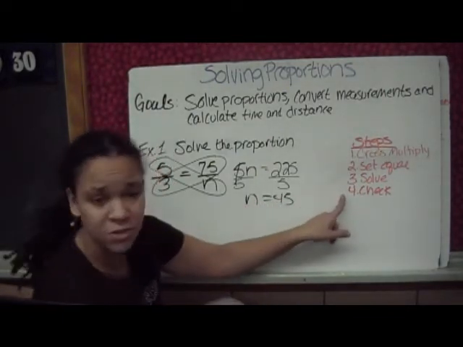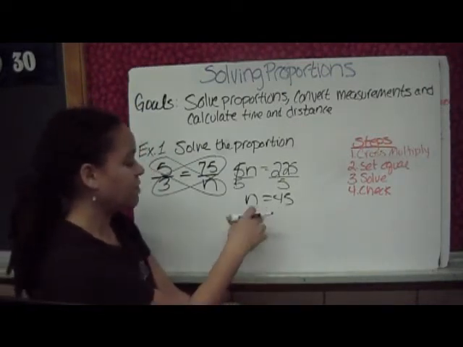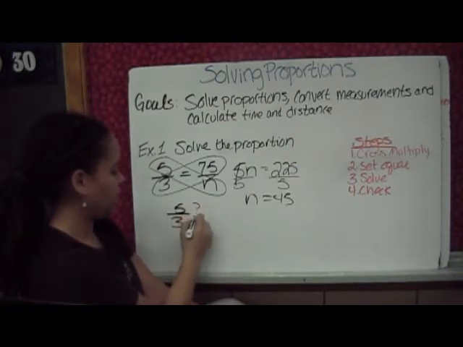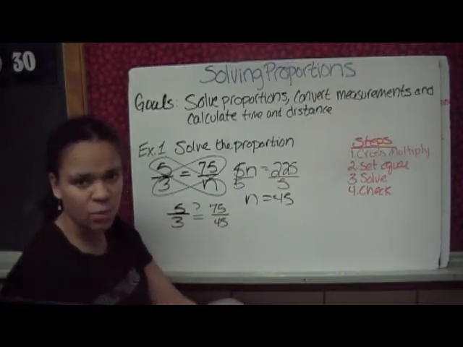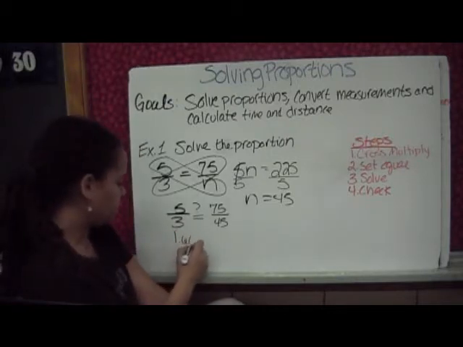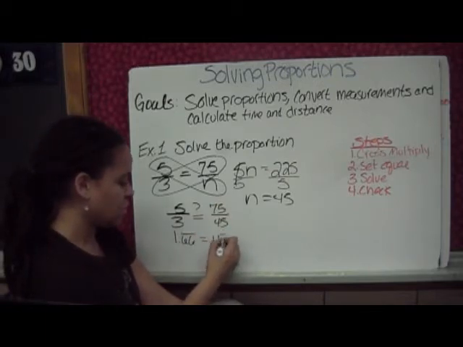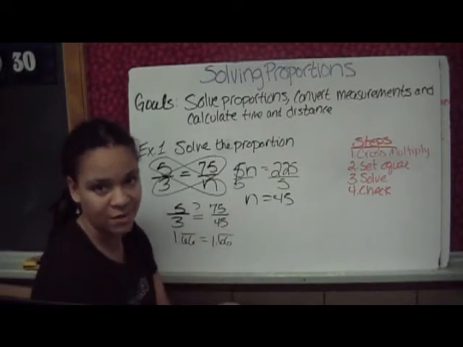The last thing I said was to check, so make sure you check and make sure that it works. So let's plug 45 in and see if it works. So 5 divided by 3, we're checking. Is that equal to 75 divided by 45? If you do this in the calculator, you're going to get 1.66 repeating, I believe. You can double check me on that. And then if you do this, 75 divided by 45, you should get 1.66 repeating as well. So since these came out the same, we know that we did it correctly.